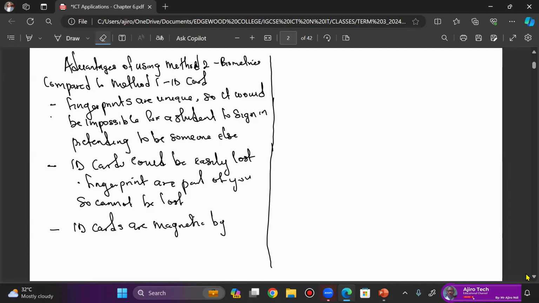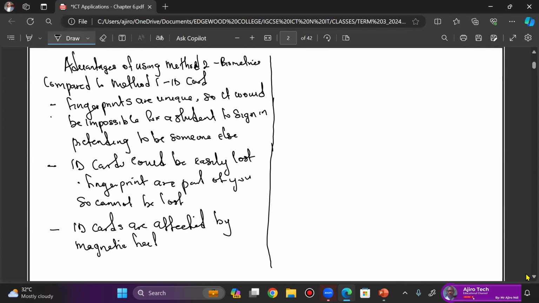Okay, I think my reading and writing is not the same thing. ID cards are affected by what? Magnetic fields, which would stop them working properly. But fingerprints are not affected by anything, which is a good advantage.